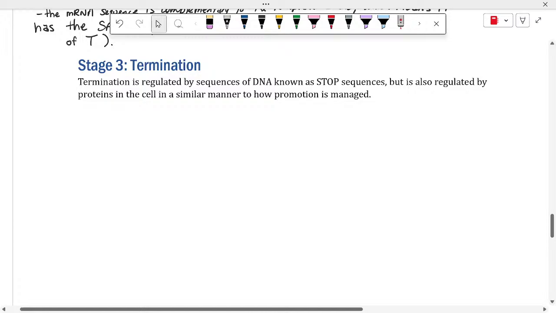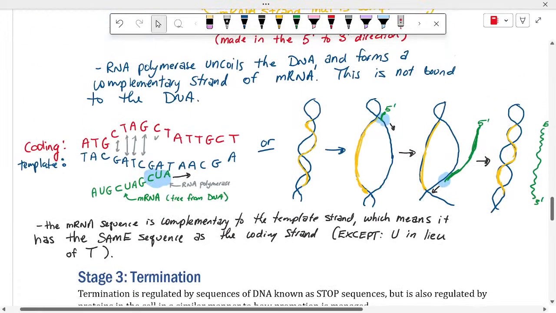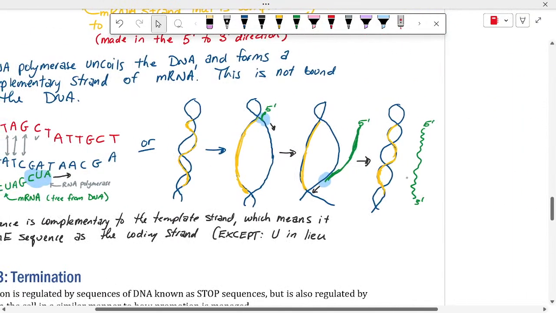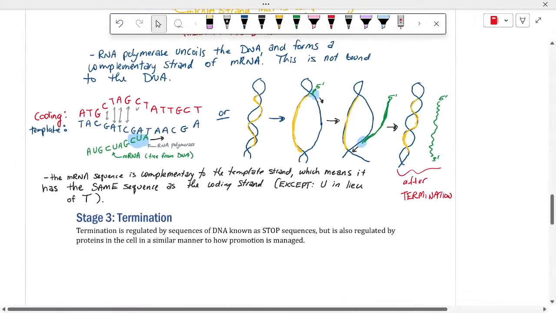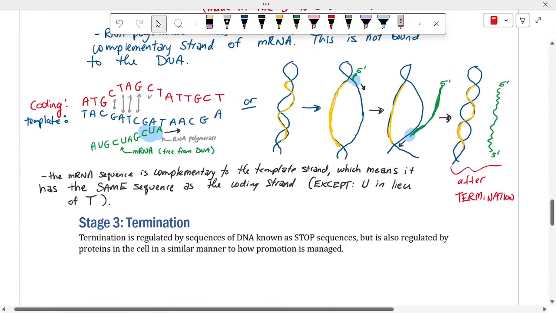All right. Now, obviously, this happens until we get to the end of the gene. So the truth is, this is actually the next step. This is after the final step, which is termination. And what does it mean to terminate? No. I mean, I guess, euphemistically, but really it just means to end, to stop, to finish.